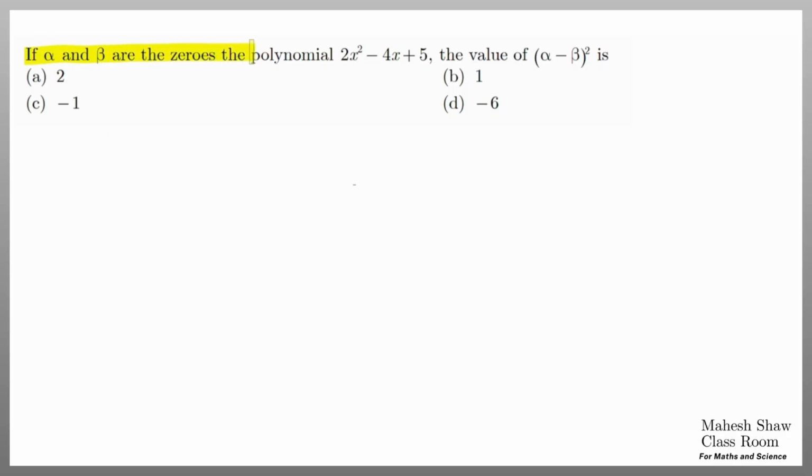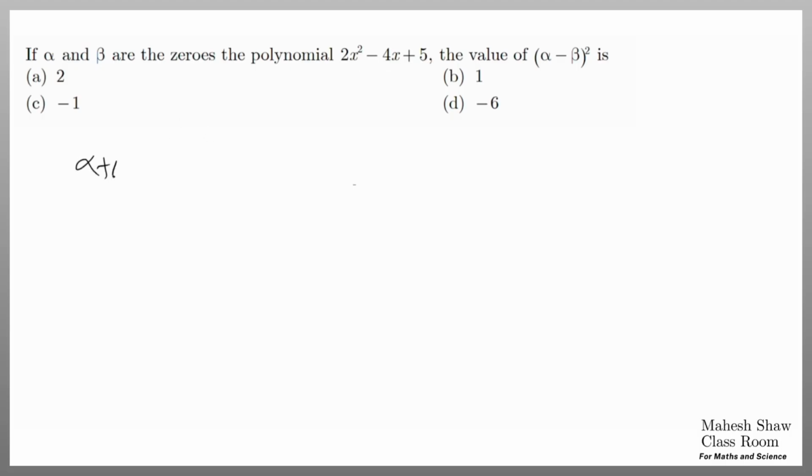So we are given that alpha and beta are the zeros of the polynomial 2x squared minus 4x plus 5, and we have to get the value of (alpha minus beta) the whole squared. Now the first thing that we will do here is to obtain alpha plus beta and alpha times beta.